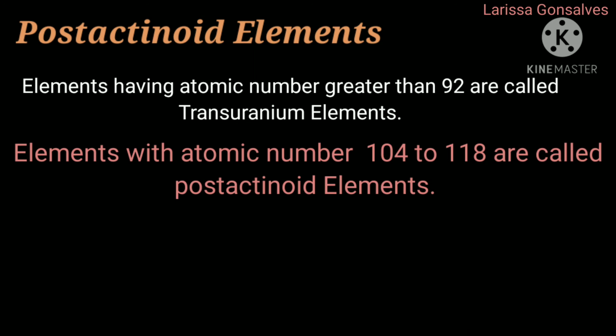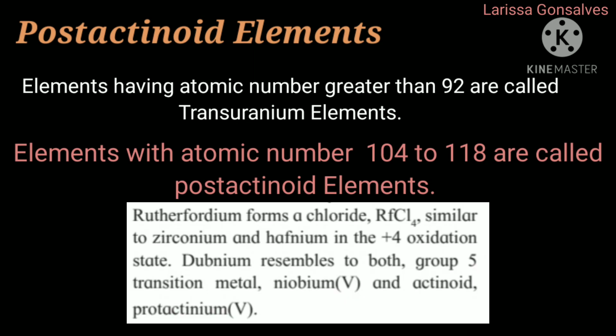There are some similarities observed between the postactinoid elements and the transition elements and actinoid series. Rutherfordium forms a chloride, RfCl4, which is similar to zirconium and hafnium in the +4 oxidation state. Dubnium resembles both the transition metal niobium and the actinoid element protactinium. So this was all about the actinoid series. With this, we finish off this chapter.